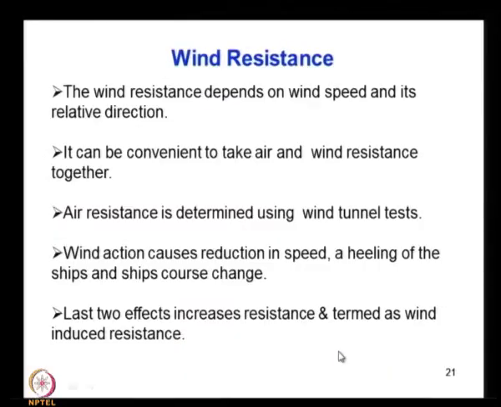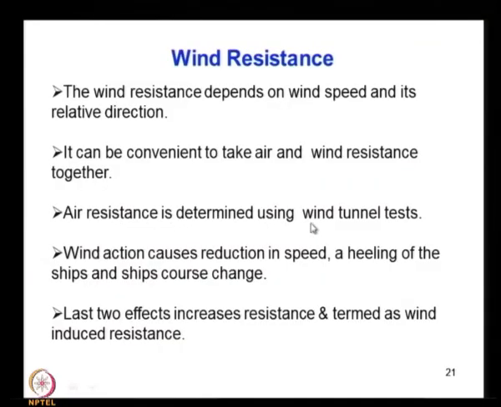Then coming to the wind resistance, it depends on the wind speed, which is coming from nature, and its relative direction, whether it is coming ahead opposite to the ship, or from behind, or from the side, or oblique. So, depending on the direction of the wind, the effect on the ship resistance changes. It can be convenient to take air and wind resistance together, as I said, as both are in an air medium. Air resistance is usually determined in a wind tunnel test.